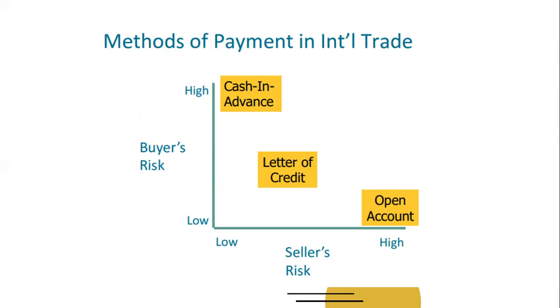Now let's look at methods of payment in international trade. There are basically three ways that are used to make payments. The first one is cash in advance. Even before the goods are received, the buyer is told that they have to make a payment in advance. This is a very high risk for the buyer because they're paying for something they have not received, but it's great for the seller. So here you can see the seller's risk is really low, but the buyer's risk is really, really high.